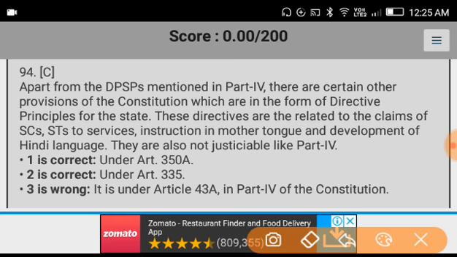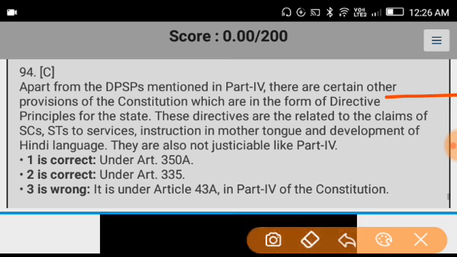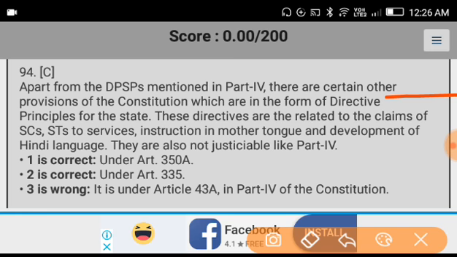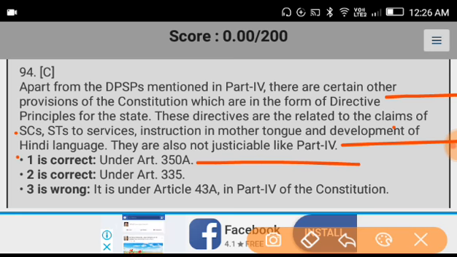Apart from the DPSP mentioned in Part 4, there are certain other provisions of the Constitution which are in the form of directive principles for the state. These directives are related to the claims of SC/STs to services, instruction in mother tongue and development of the Hindi language. Please remember, they are also not justiciable like Part 4.